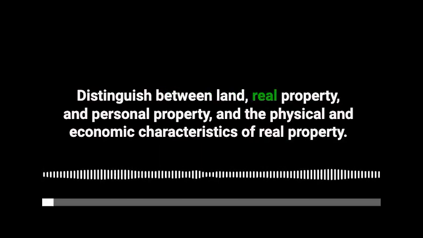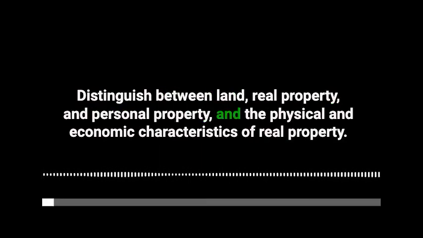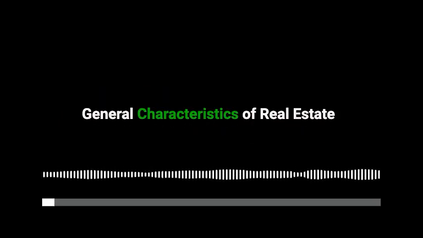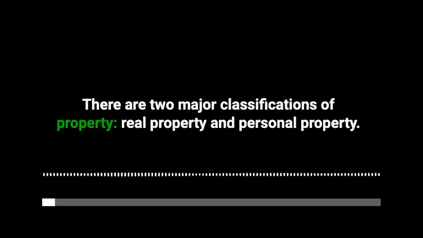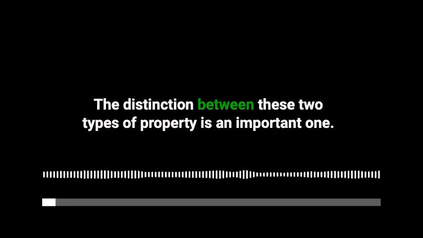Learning Objective: Distinguish between land, real property, and personal property, and the physical and economic characteristics of real property. General characteristics of real estate. There are two major classifications of property, real property and personal property. The distinction between these two types of property is an important one.